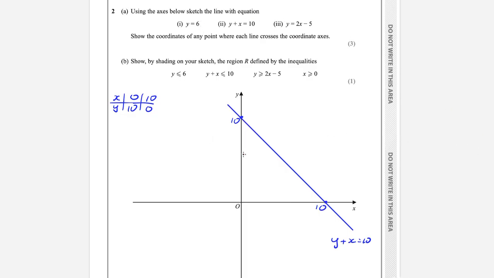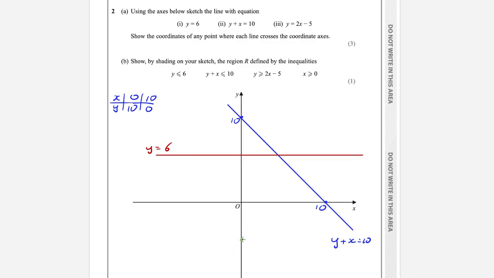Obviously, guys, you don't have to use different colors, but let's say 6 is about here. I'm going to use different colors. This is y equals 6. And then 2x minus 5. Okay, well now I need to go down here. I can go 2x minus 5, so it's going to cross the y-axis at minus 5 here, and there will be a gradient of 2.